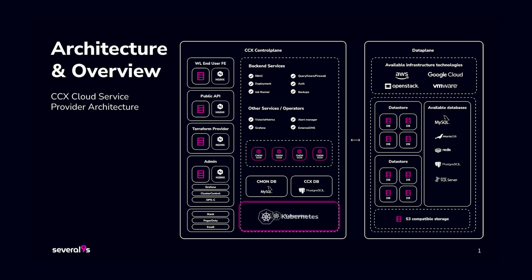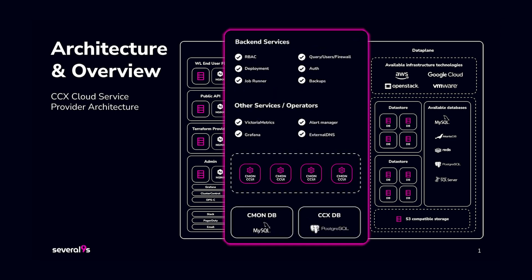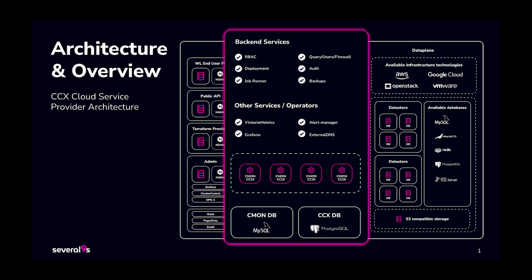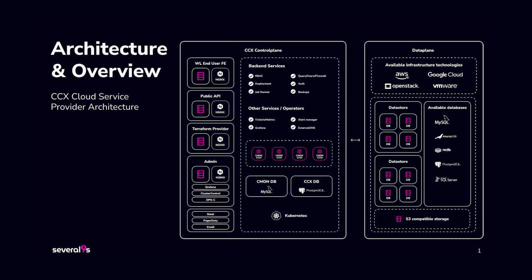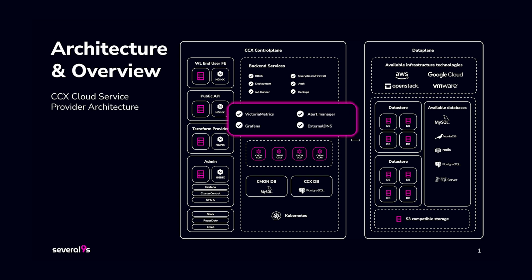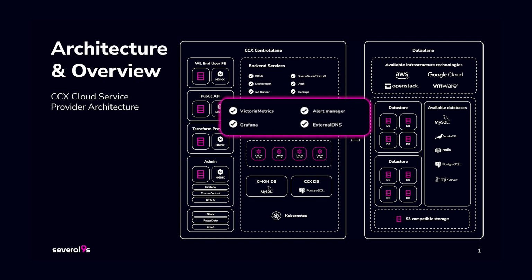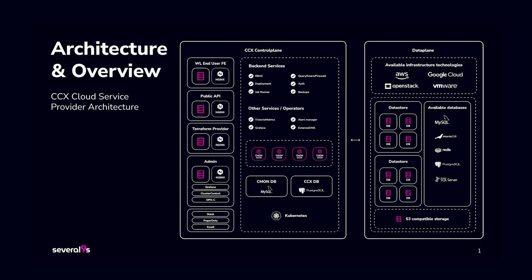Installed on Kubernetes, CCX comes with all the necessary backend services and operators to get you up and running. CCX is based on loosely coupled architecture, which means you can use a different DNS service instead of external DNS. Also, instead of using your Victoria metrics, you can use a different Prometheus-based metrics server. The CMonDB stores metadata about managed data stores, while the CCX DB is responsible for storing CCX metadata.